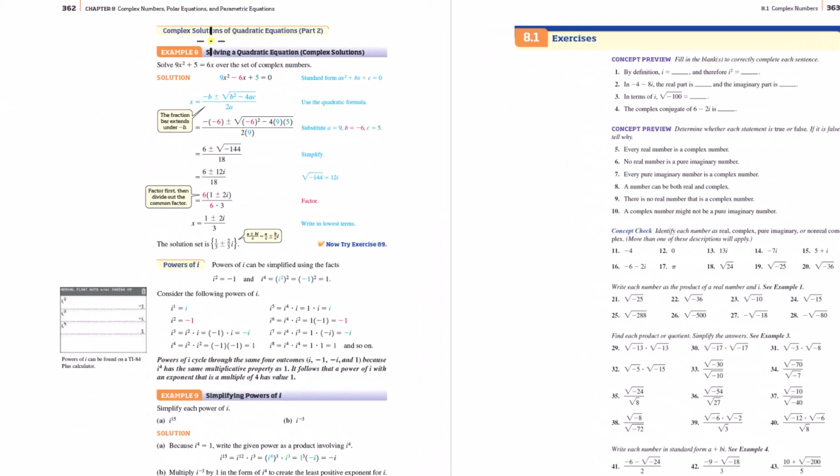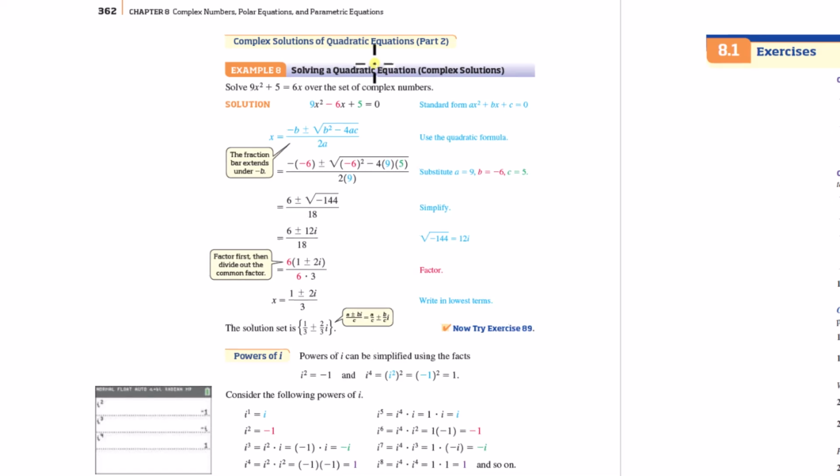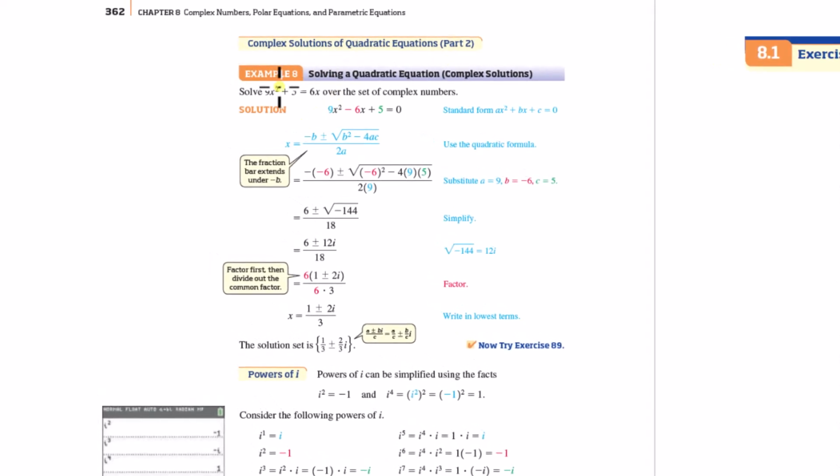Okay. Complex solutions of quadratic equations, part 2. So let's solve this quadratic equation. This is a little more complicated than what we did in part 1 earlier. We bring everything to one side, and to solve this we would typically factor, but we can't factor. So we use the quadratic formula, plug everything in, simplify, and get this.